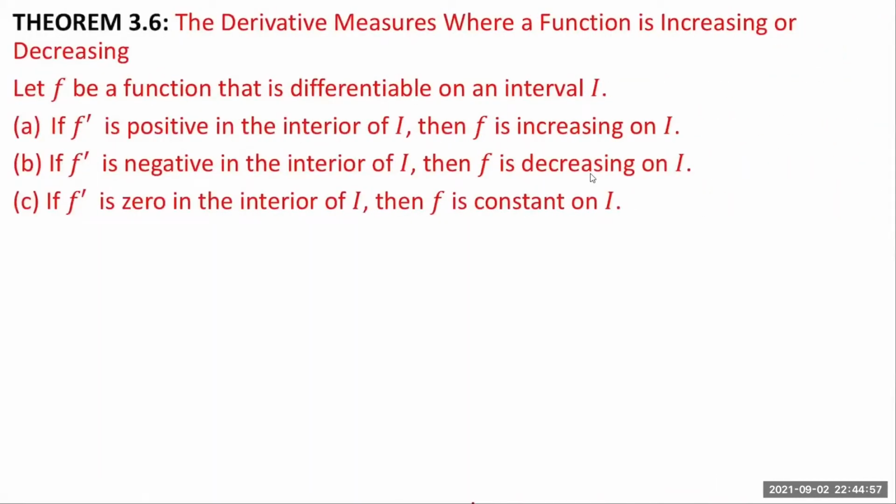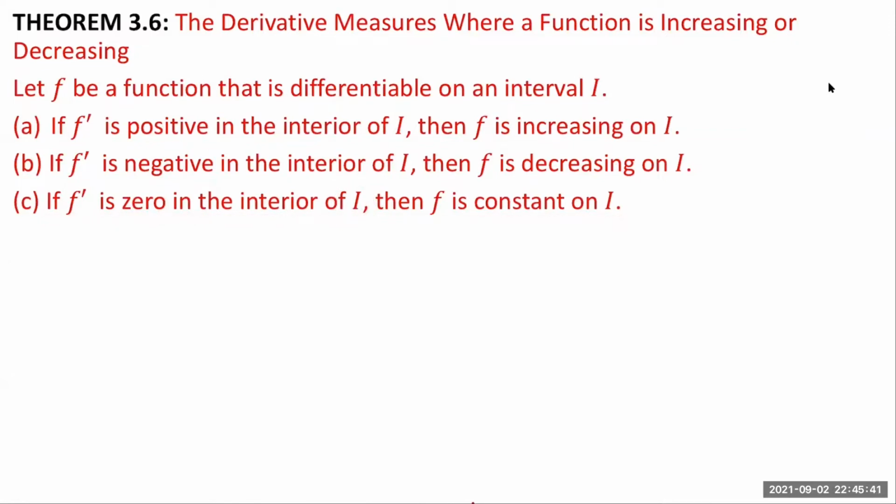All right, I want to start with this theorem, theorem 3.6. The derivative measures where a function is increasing or decreasing. Here is the statement of the theorem. Let f be a function that is differentiable on an interval I. If f prime is positive in the interior of I, then f is increasing on I. If f prime is negative in the interior of I, then f is decreasing on I. The last part says if f prime is 0 in the interior of I, then f is constant on I.